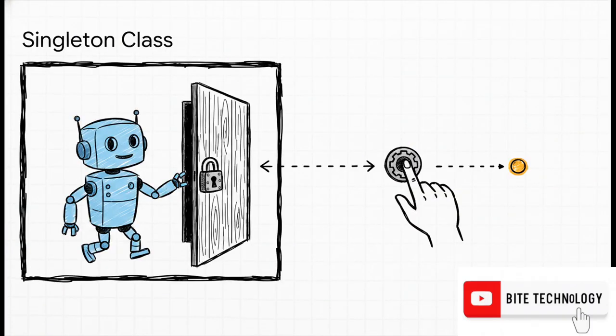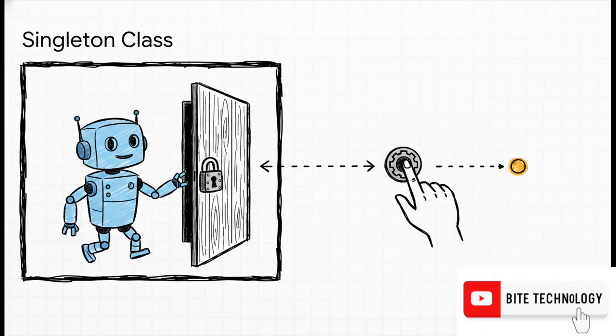The answer is, the class creates itself. It has a special public method, usually called something like getInstance. And since that method lives inside the class, it has a special key. It's allowed to call its own private constructor. So the first time you ask for the instance, the method checks, sees there isn't one, creates it, and hands it to you. Every single time after that, when you ask, it just gives you back that very same one it already made.